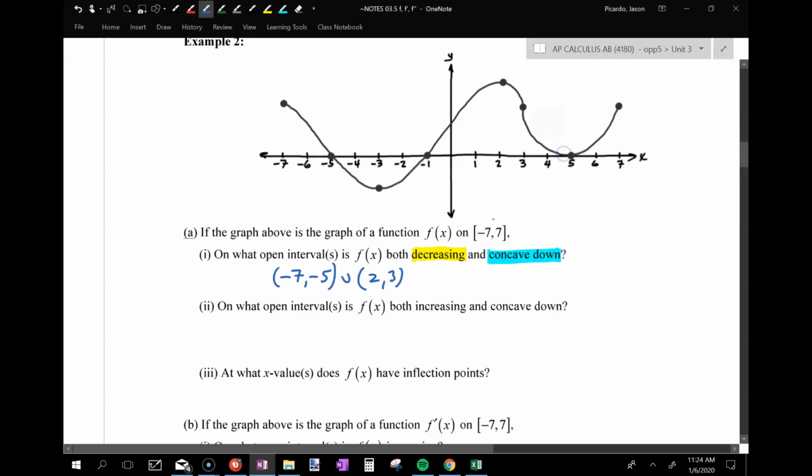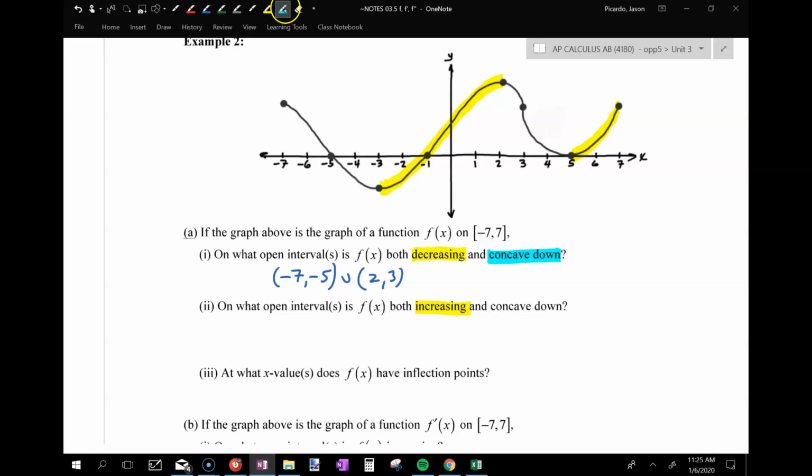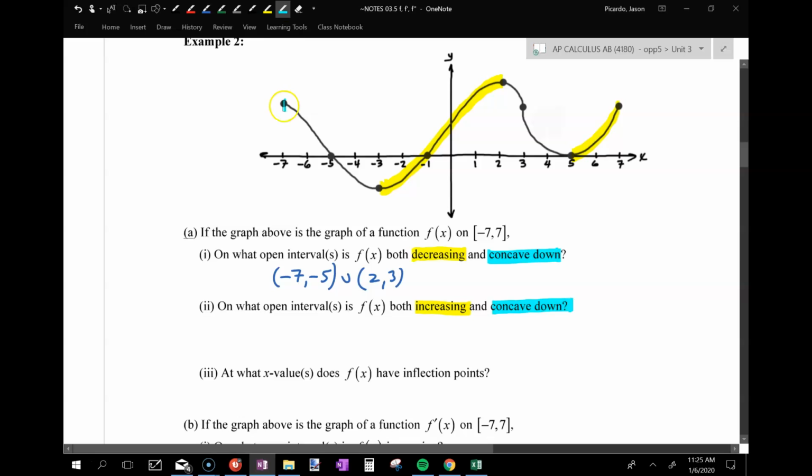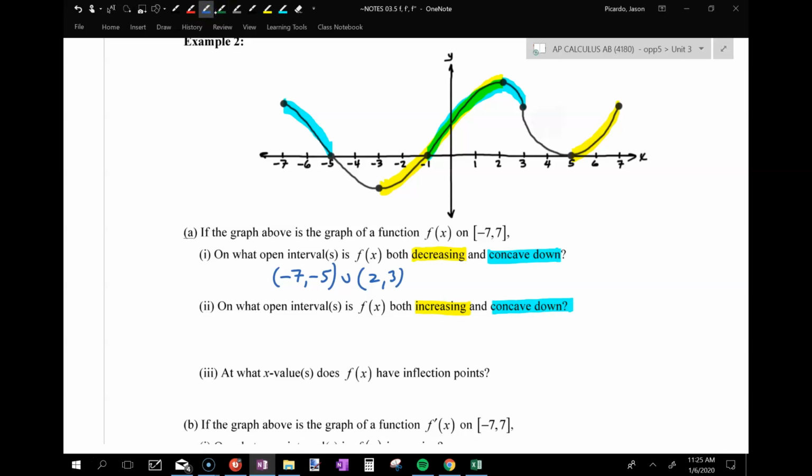All right. Now let's answer it. Where is this graph increasing? Well, where is it increasing? Anywhere I go from a lower position to a higher position. Increasing, increasing. Concave down is the ones that we already identified, right? We already said this was concave down and this was concave down. Cool. Where do I got green? -1 to 2.